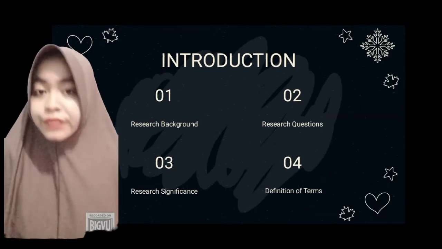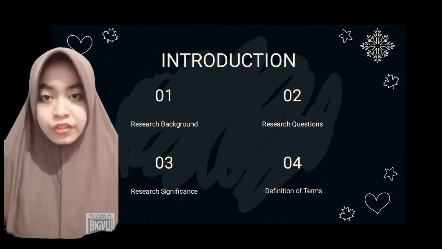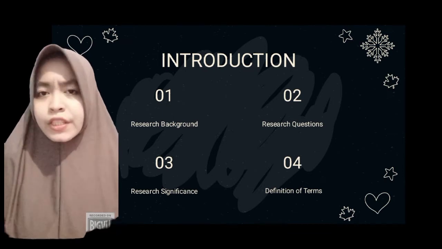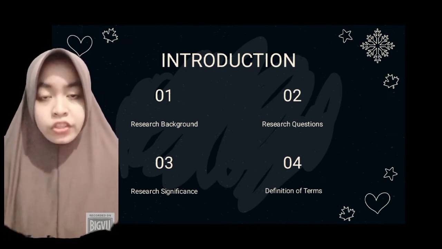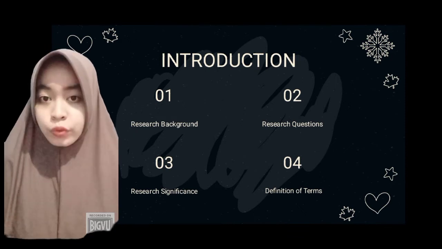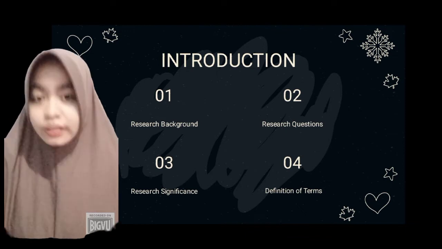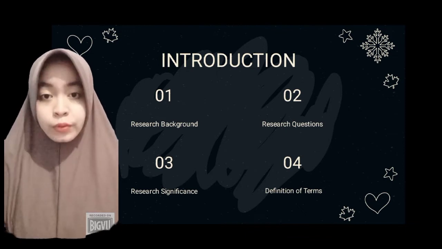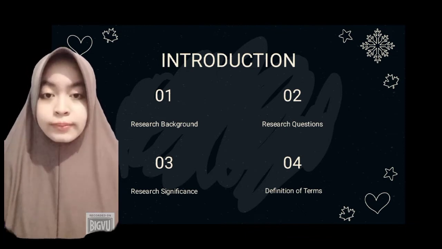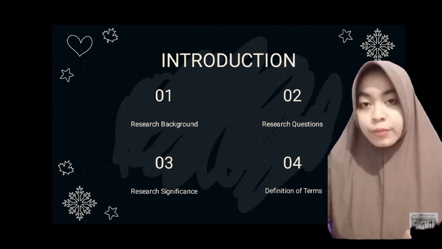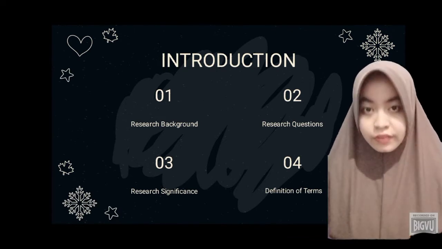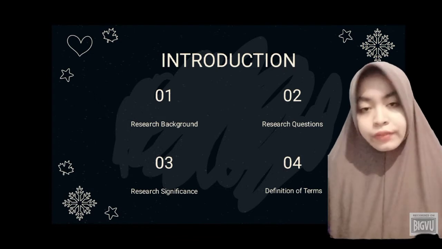Okay, so the first one is introduction. This research reveals errors made by first grade of senior high school students. In this chapter, the background of the research will be presented. It also provides the research questions and its significance. The definition of terms will be discussed in this chapter as well. Okay, so we will have research background, research questions, research significance, and definition of terms.